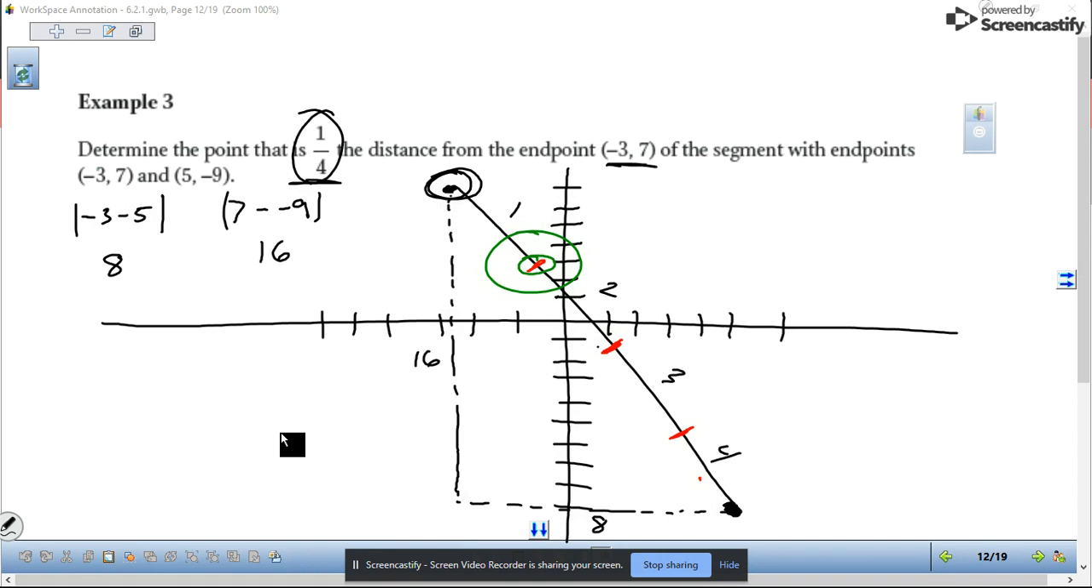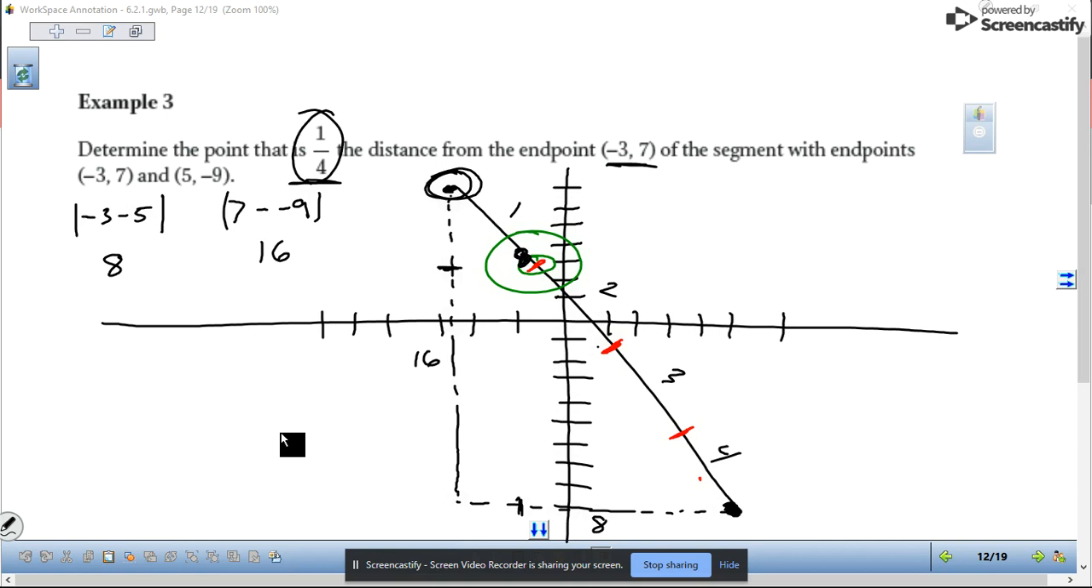Now, I don't want to go 16, I want to go 1/4 of that. All right, well, 1/4 of that is 4. And then I want to go 1/4 of this, which is 2. Okay, and that's going to put me somewhere right around here. But again, we'll get to that in a second.